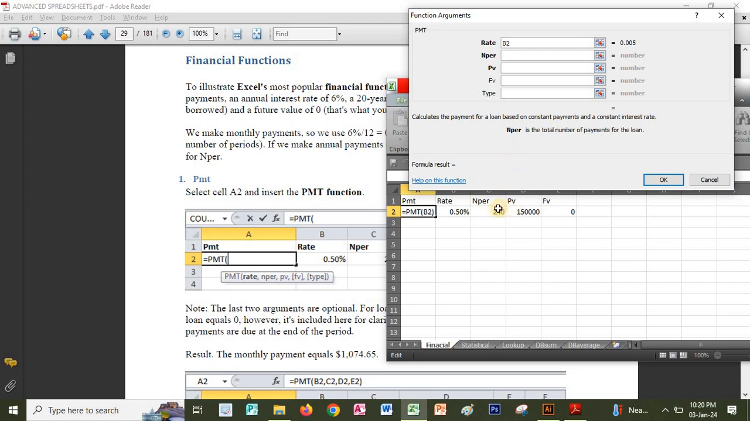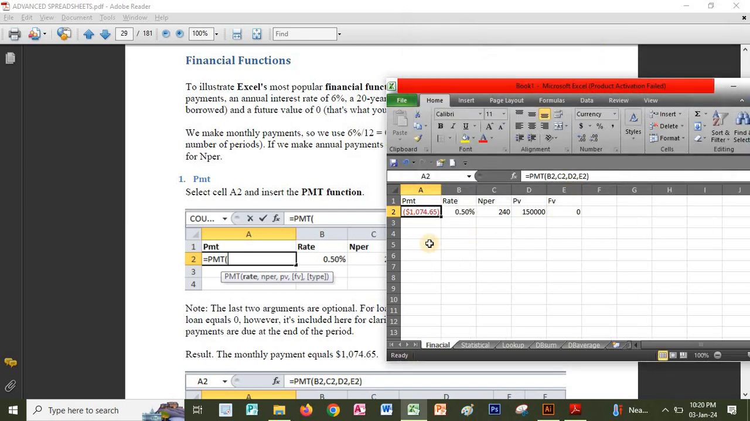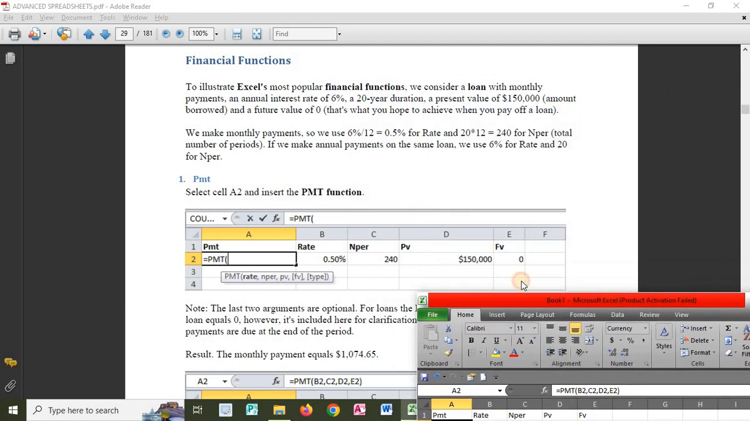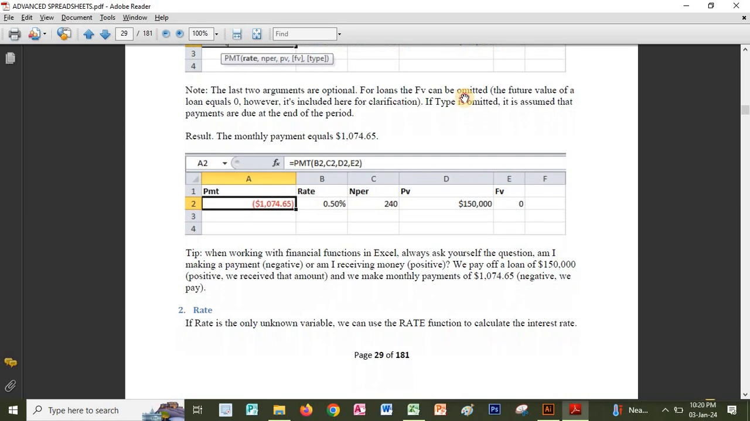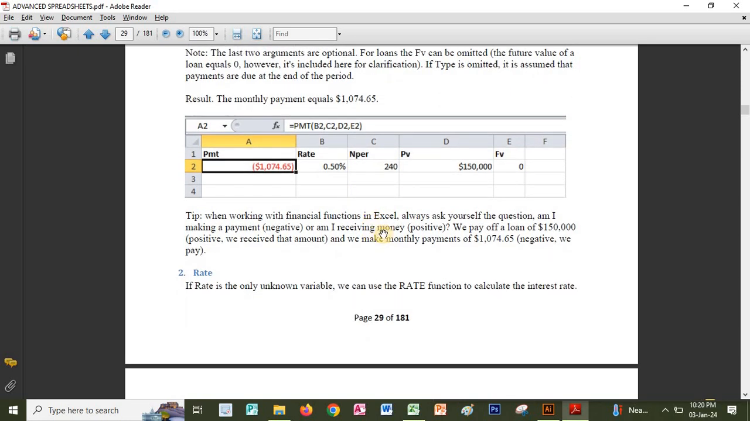The number of periods, we just click the number of periods, the present value, and the future value, and let's see whether the calculation is going to be made for you. 1074 is what is expected as the payments. Yeah, it has been calculated for us.